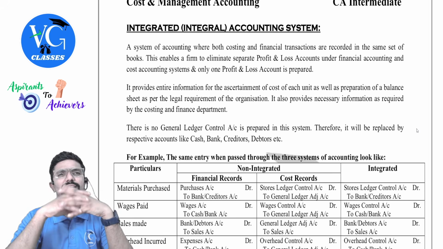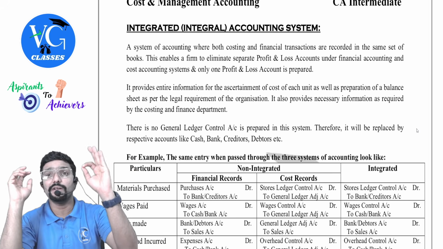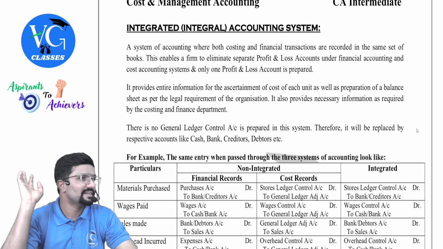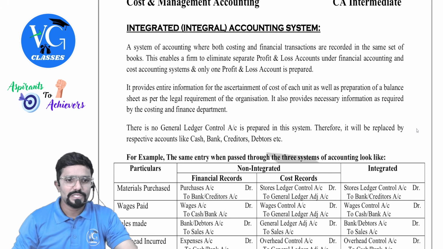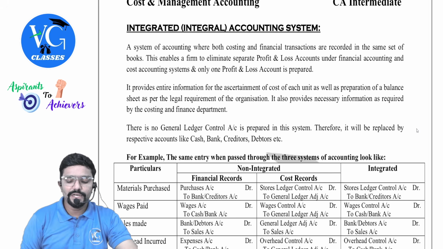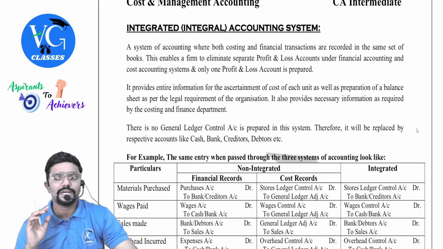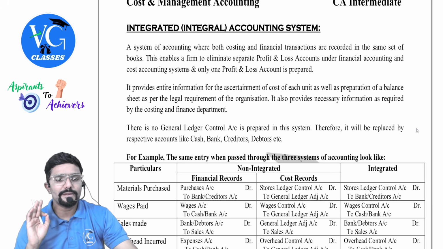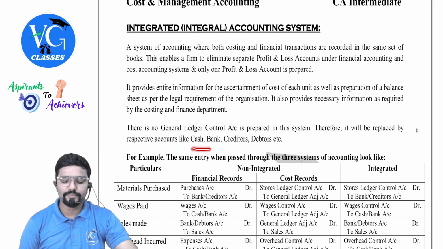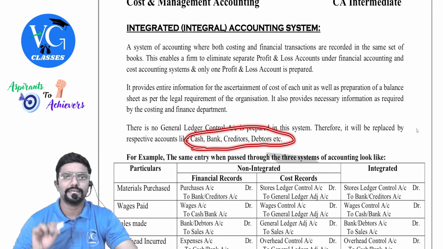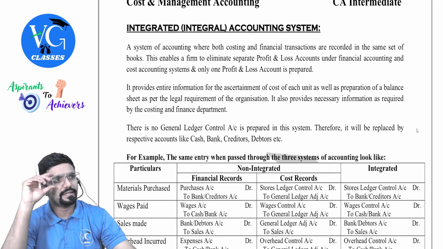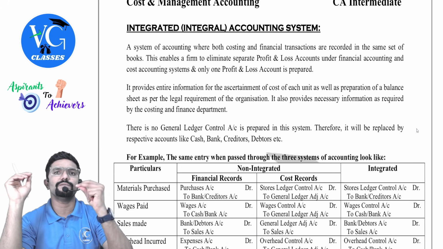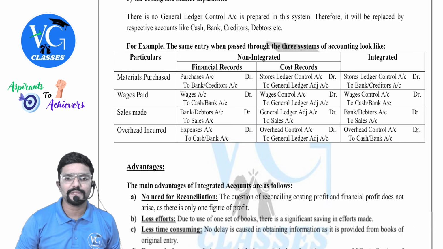Clear? These are the examples. Very simple, guys. I had already promised you: if you understand the first part, the second part is already done, with a minor difference. There is no general ledger account, that is control account, prepared in this system. Therefore, it will be replaced by respective accounts like cash, bank, creditors and debtors. That means we don't use general ledger. Instead, whatever account we are supposed to use, we will use it.